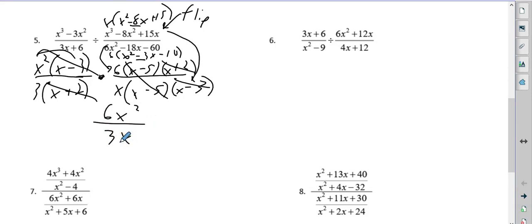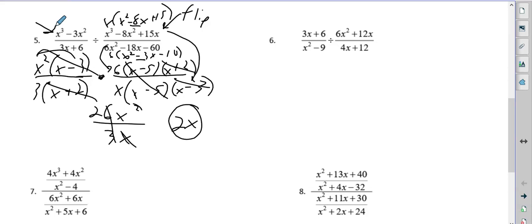Okay? And then I can clean it up a little bit more. 3 goes into 6 2 times. This x will cancel with one of these. So I'm left with an answer of 2x. Final answer. All that mess up here simplified to just 2x. Kind of crazy.